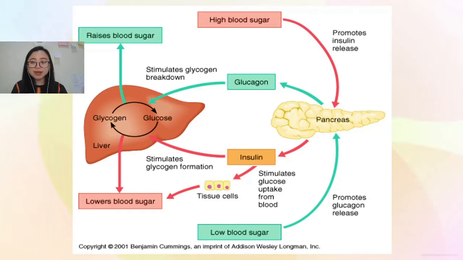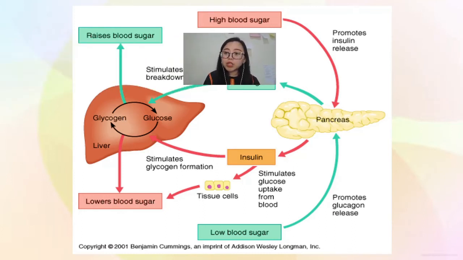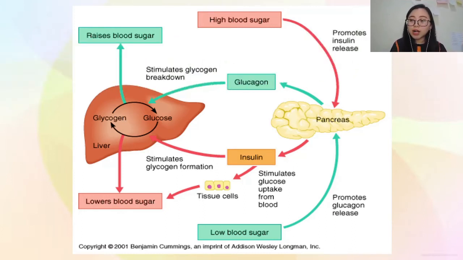So, I find this diagram more pretty. Kalau kamu mau tengok ini, kamu ikut dia punya warna anak panah. If you want to look at this diagram, look at the color of the arrows. Okay, you can start with a high blood sugar, which is the red one. It promotes insulin release. The pancreas will release insulin. Insulin will stimulate glucose uptake from blood to tissue cells, and this lowers blood sugar.